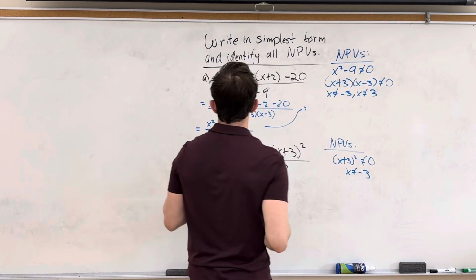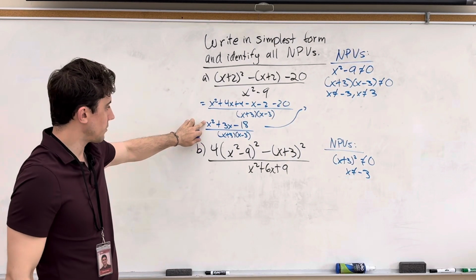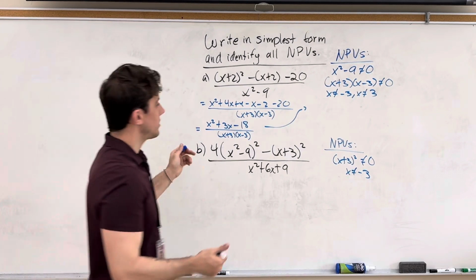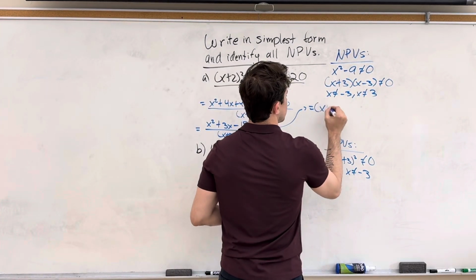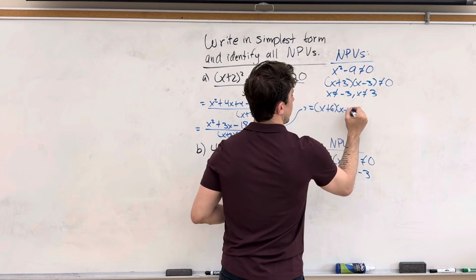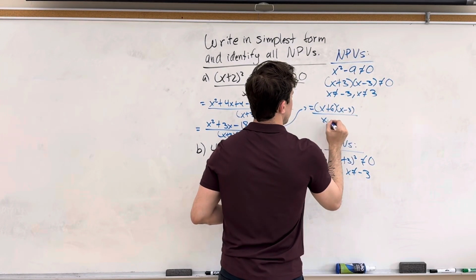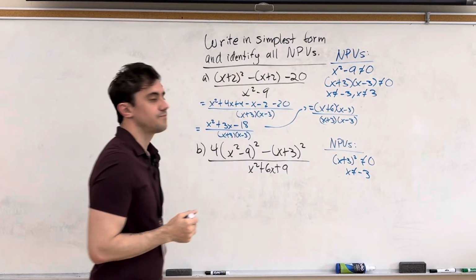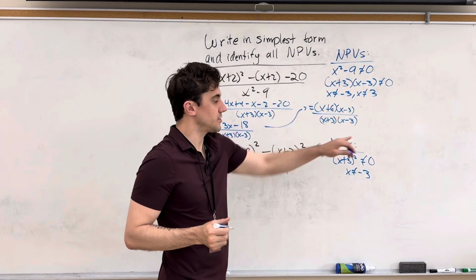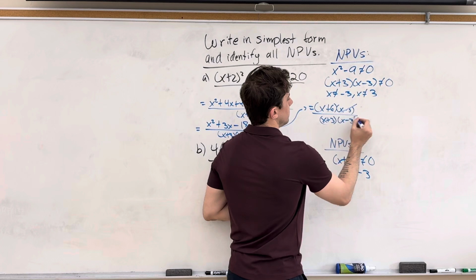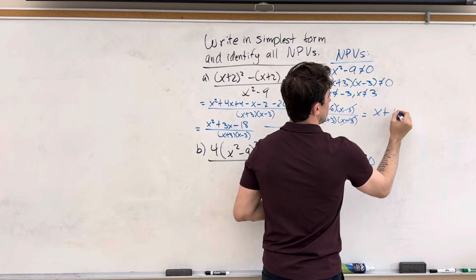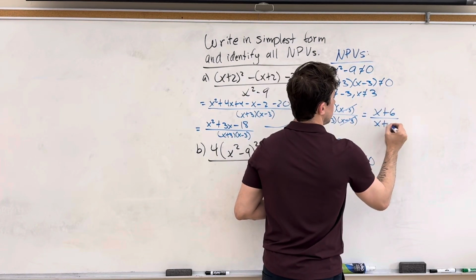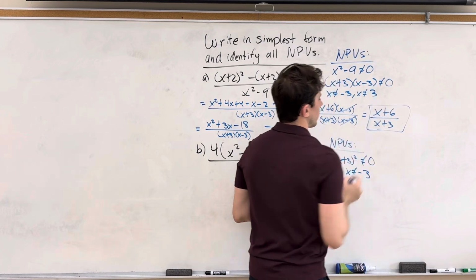And I'll bring that over here. Now, that numerator, x squared plus 3x minus 18, we can factor that. And that is x plus 6 times x minus 3, again, over x plus 3 times x minus 3, right? And now you'll notice that the factors of x minus 3 can cancel out, and so we can simplify this entire expression to x plus 6 over x plus 3.